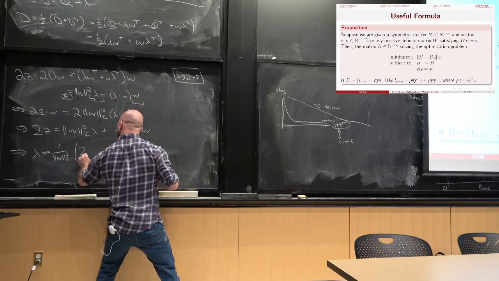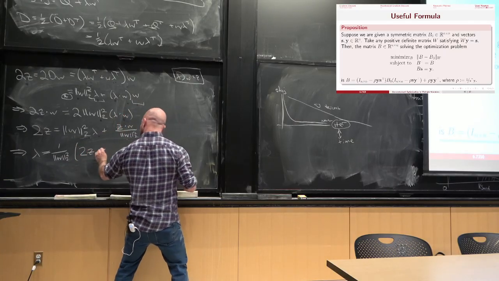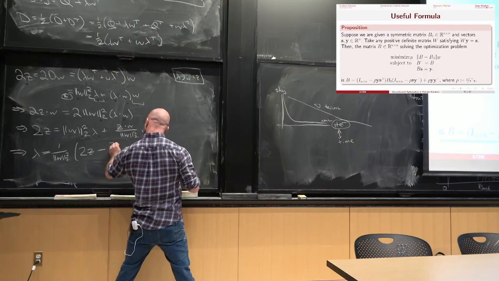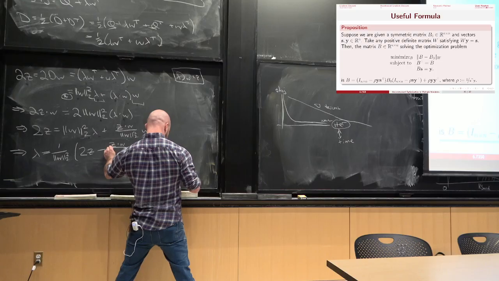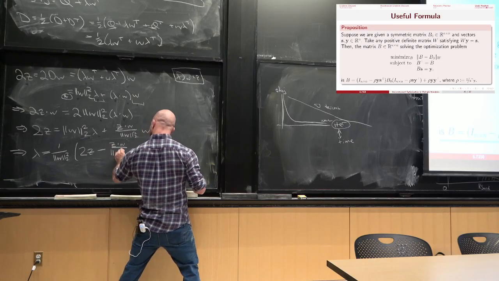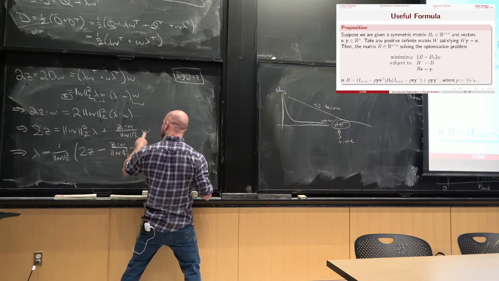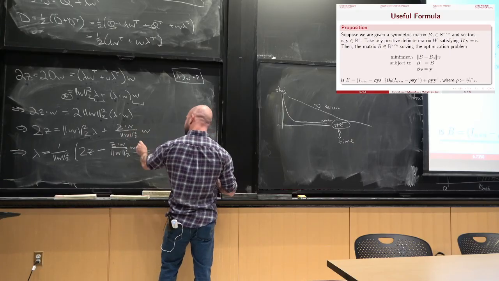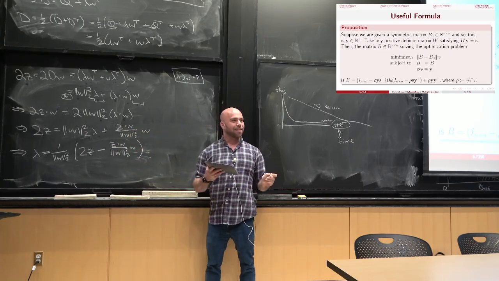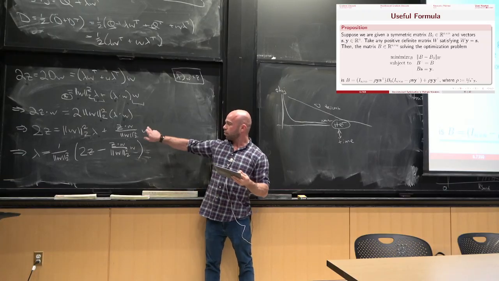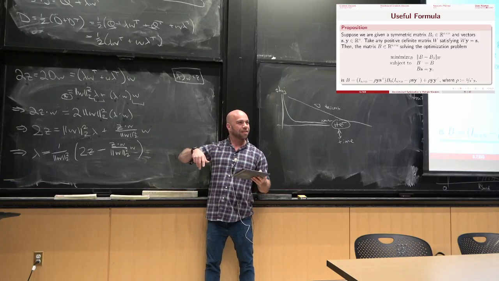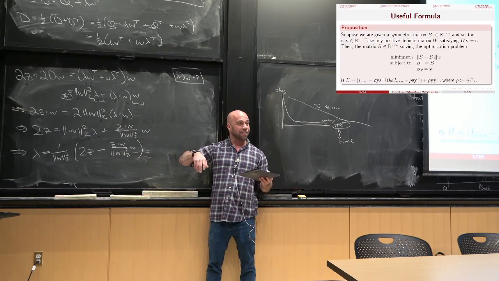Times we've got 2z minus z dot W over the norm W squared times W, right? That's this expression here. So basically all I did was just rearrange this expression. I promise our ugly arithmetic is almost over. We're so close.